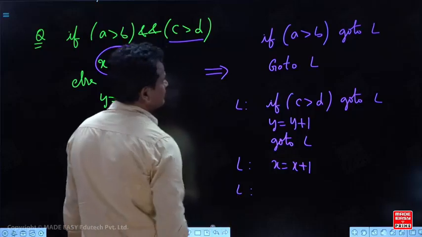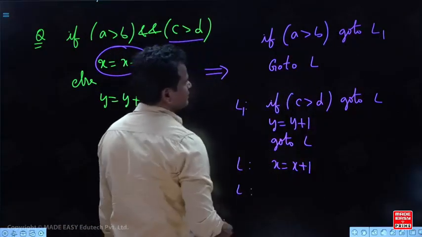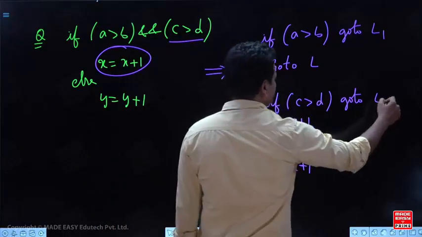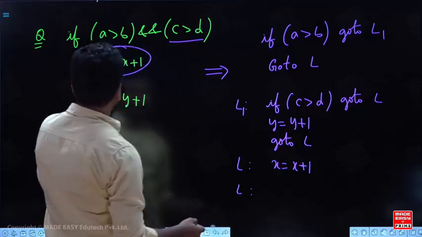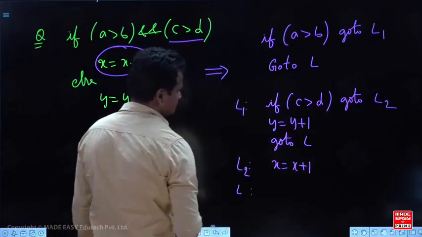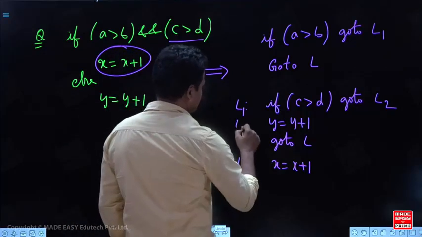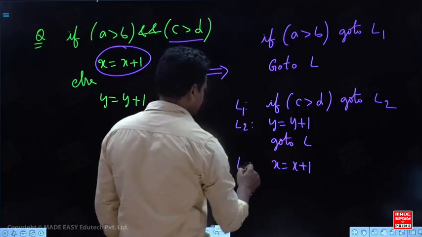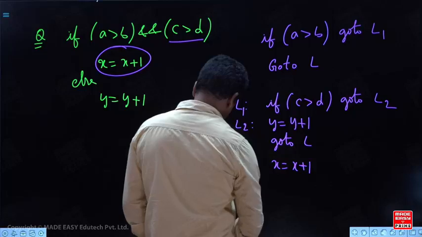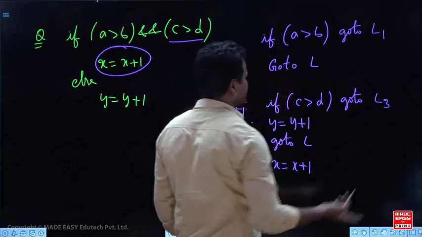Now look at this one, A is greater than B, go to L1, this is L1. Suppose C is also greater than D, A is greater than B and C is also greater than D, then what we want to execute is x equal x plus 1. Where is x equal x plus 1? This one, go to L2, this is L2. No, this is L, this is L2, this is L3. So go to L3, this is L3. So for labeling, you need not give the order, you can give any order.